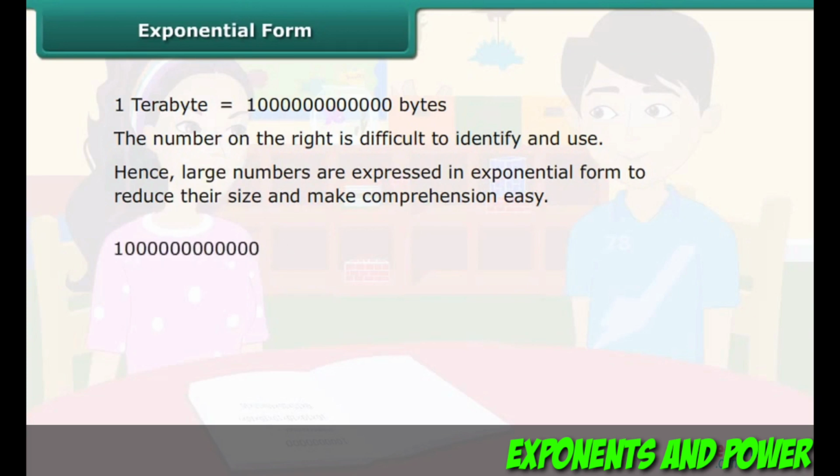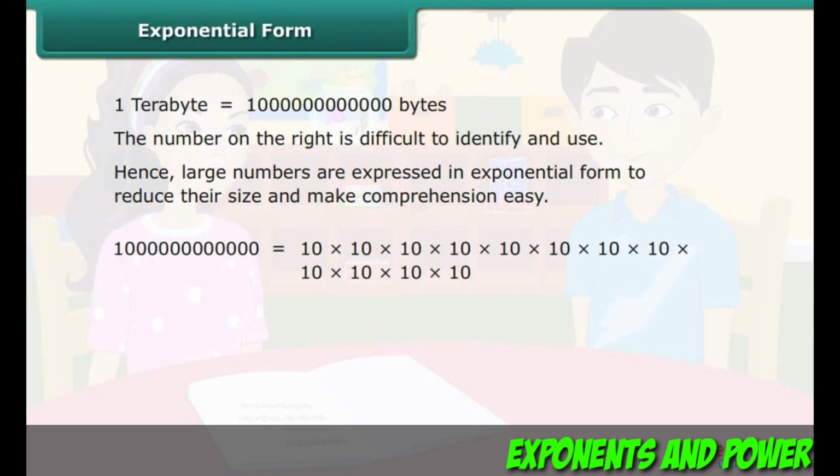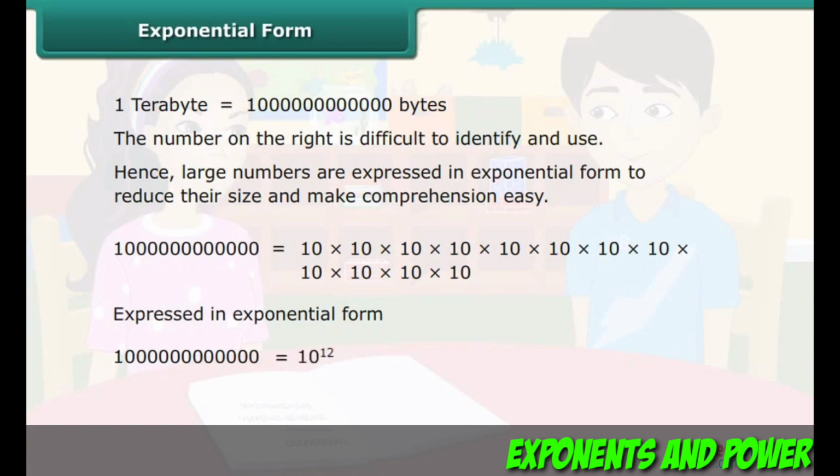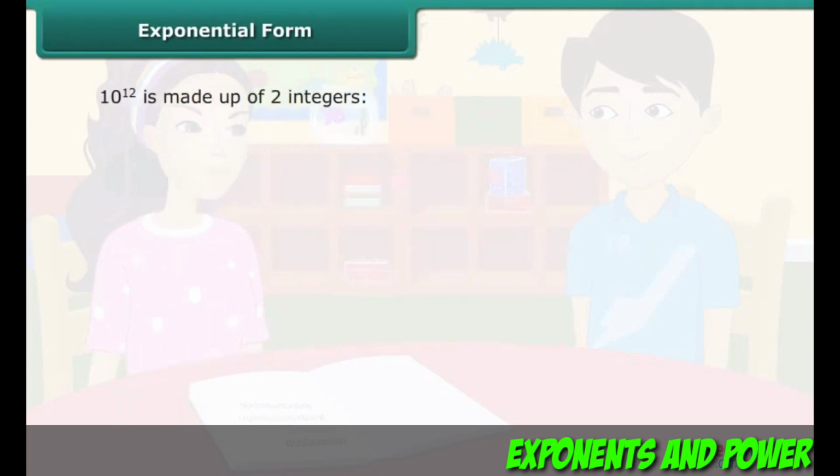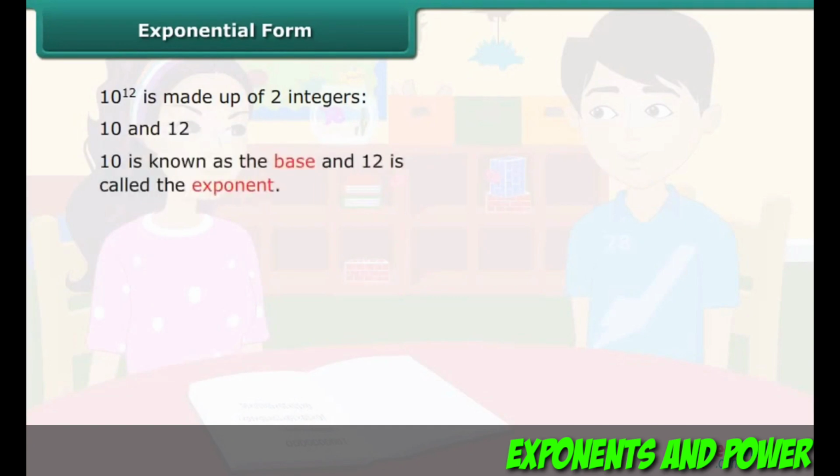1 followed by 12 zeros is nothing but 10 multiplied 12 times. We use this knowledge and express it in exponential form as 10 raised to the power 12. Therefore, as rightly pointed out by Dhruv, 1 terabyte may be expressed as equivalent to 10 raised to the power 12 bytes. 10 raised to the power 12 is made up of two integers, 10 and 12. 10 is known as the base, and 12 is called the exponent.